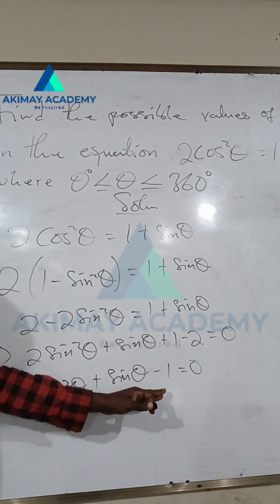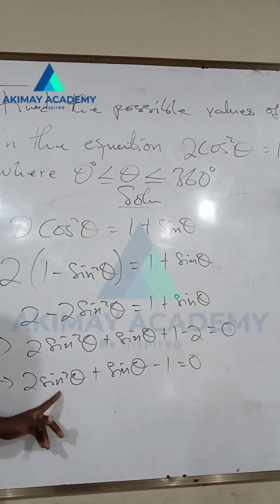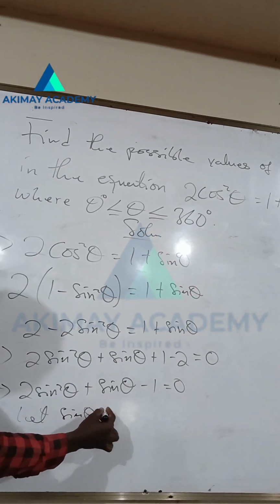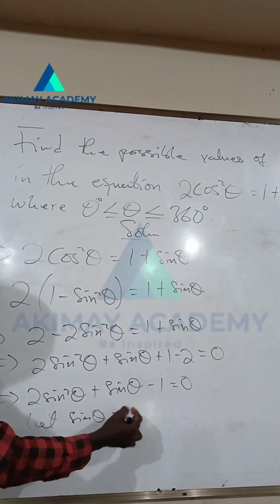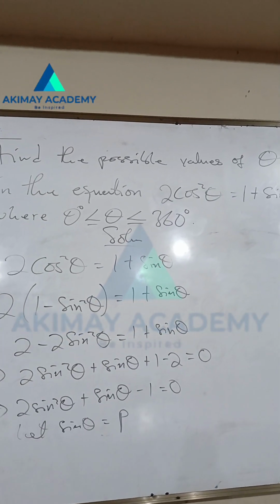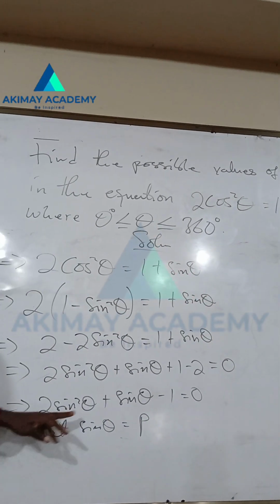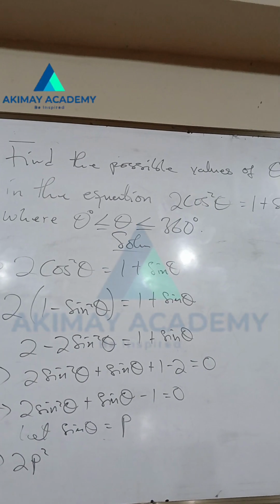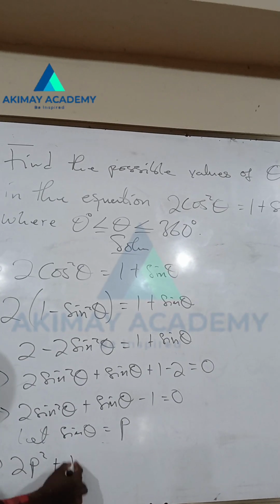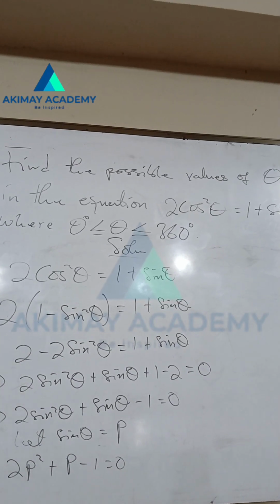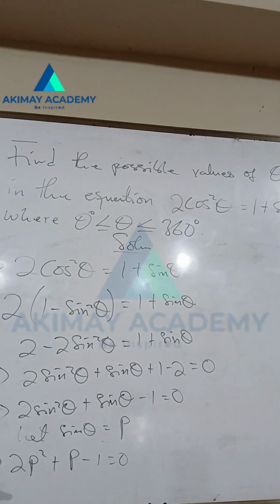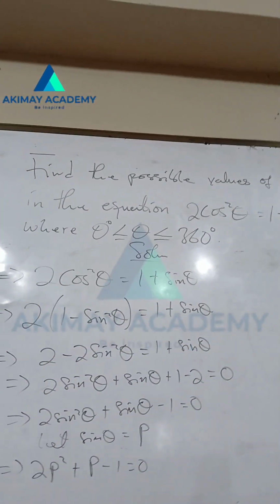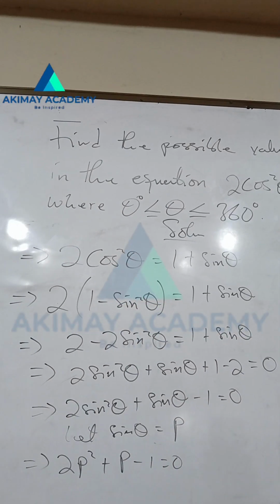You can see we are getting a quadratic equation here. We can let sine theta be any variable of our choice, so let sine theta equal p. Wherever you see sine theta, we put p. In this case, we have 2p squared plus p minus 1 equals 0. We have to solve this quadratic equation, so let's use factorization at this point.